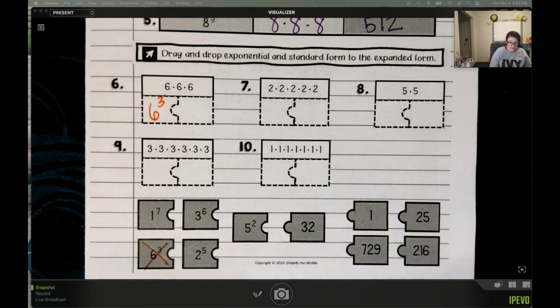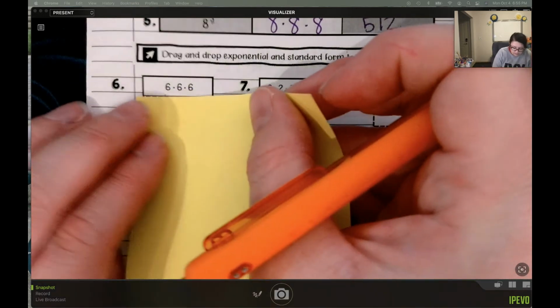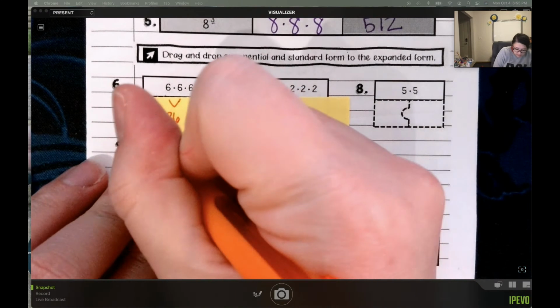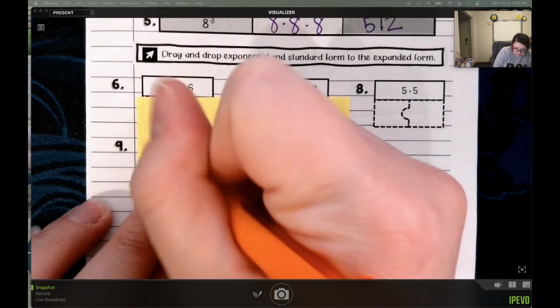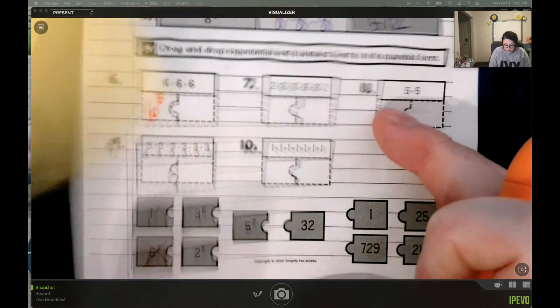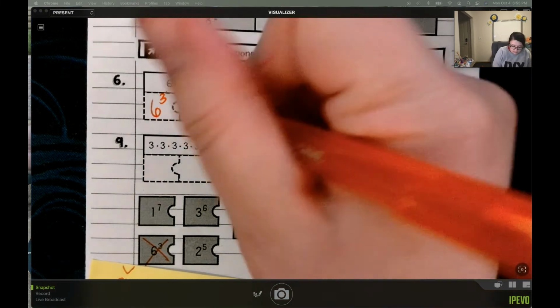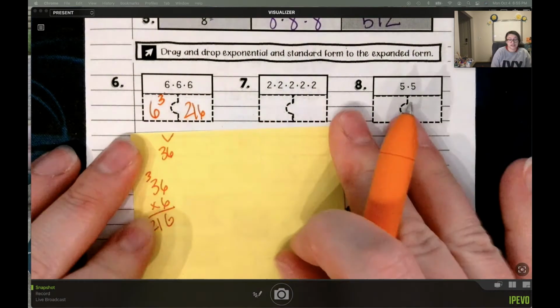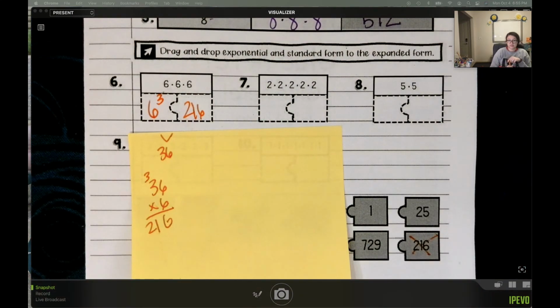And then I need to do that math. 6 times 6 times 6. Well, I know 6 times 6 is 36. Then I still need to do 36 times 6. 6 times 6 is 36. That's 18, 19, 20, 21. So this would be 216. If you need to pause the video to write that down, feel free, be my guest. Otherwise, go ahead, pause the video. Try 7, 8, 9, and 10 all on your own. Good luck.